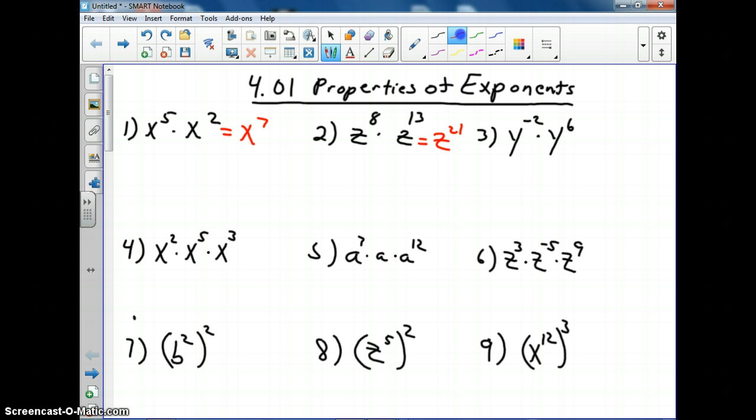Now the next one, does it matter if it's negative or positive? It doesn't matter. So negative 2 plus 6 will give us 4, so y to the 4. It doesn't matter if it's negative, you still add it. So y to the 4 is the answer.